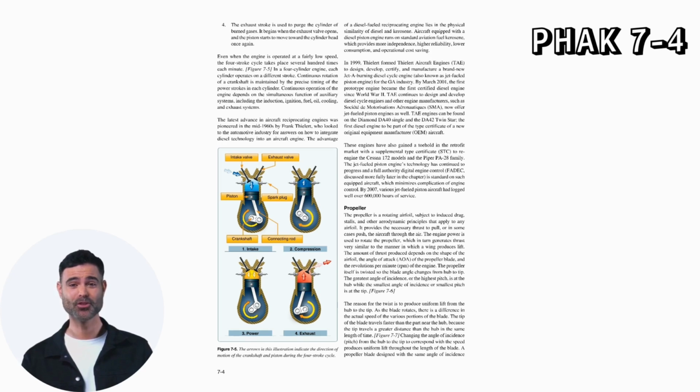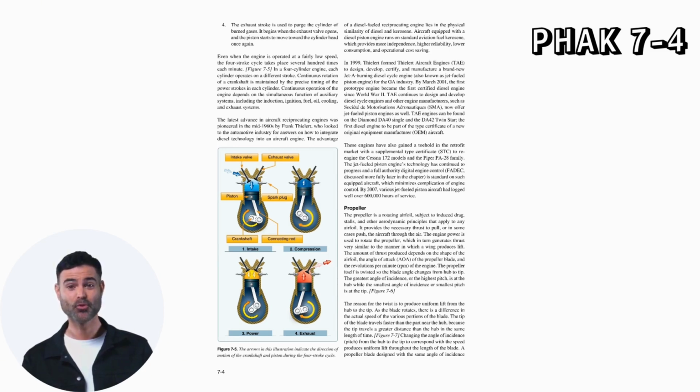The engine power is used to rotate the propeller, which in turn generates thrust very similar to the manner in which a wing produces lift. The amount of thrust produced depends on the shape of the airfoil, the angle of attack (AOA) of the propeller blade, and the revolutions per minute (RPM) of the engine. The propeller itself is twisted, so the blade angle changes from hub to tip. The greatest angle of incidence, or the highest pitch, is at the hub, while the smallest angle of incidence, or smallest pitch, is at the tip.